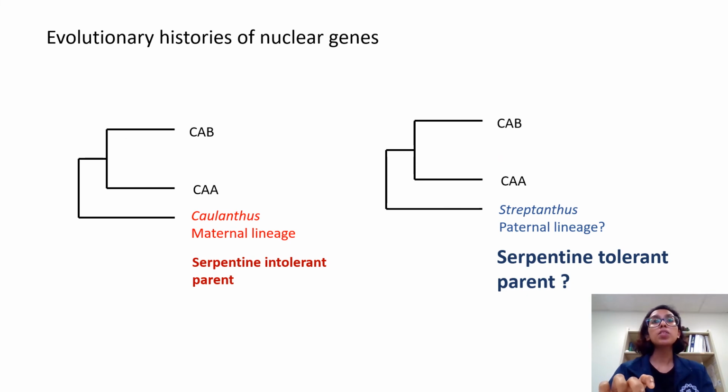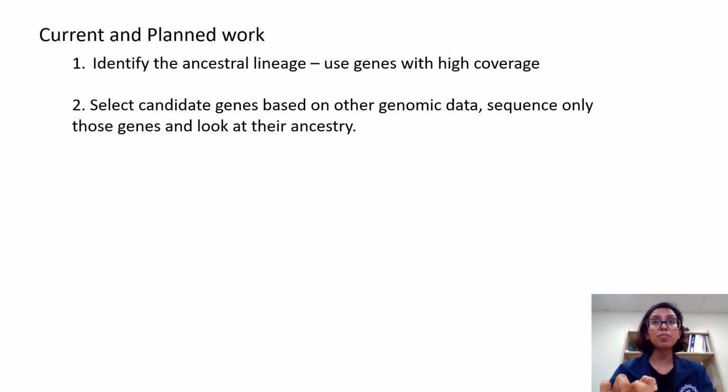So the next step of this part of the project is looking at the evolutionary histories of nuclear genes in comparison to the chloroplast tree. Here I'm hypothesizing that we would see one set of genes that follow an evolutionary history similar to the chloroplast phylogeny, and another set of genes that have a history different from the chloroplast phylogeny. When working with the nuclear data, I'm going to take two pathways.